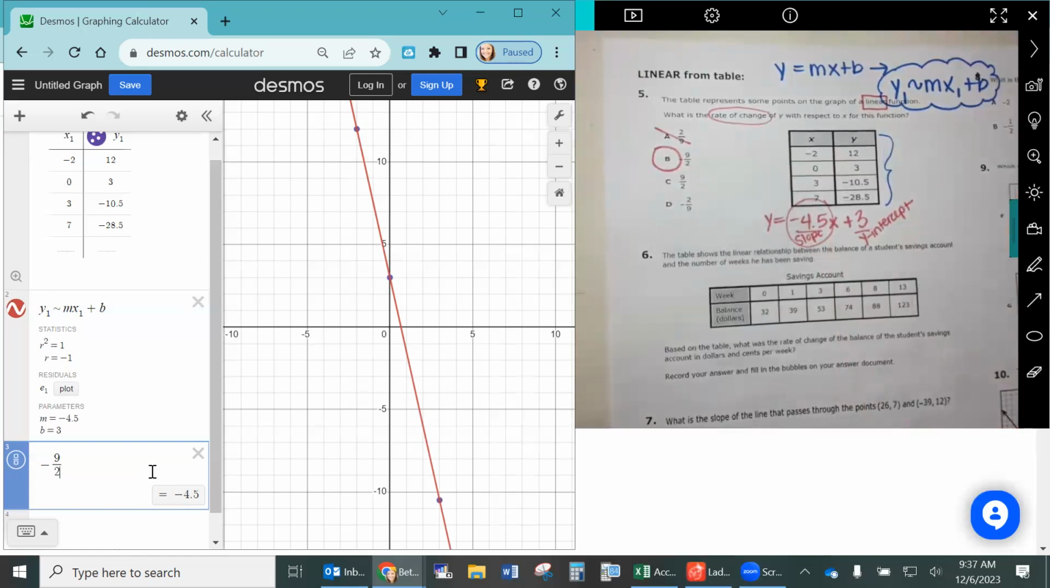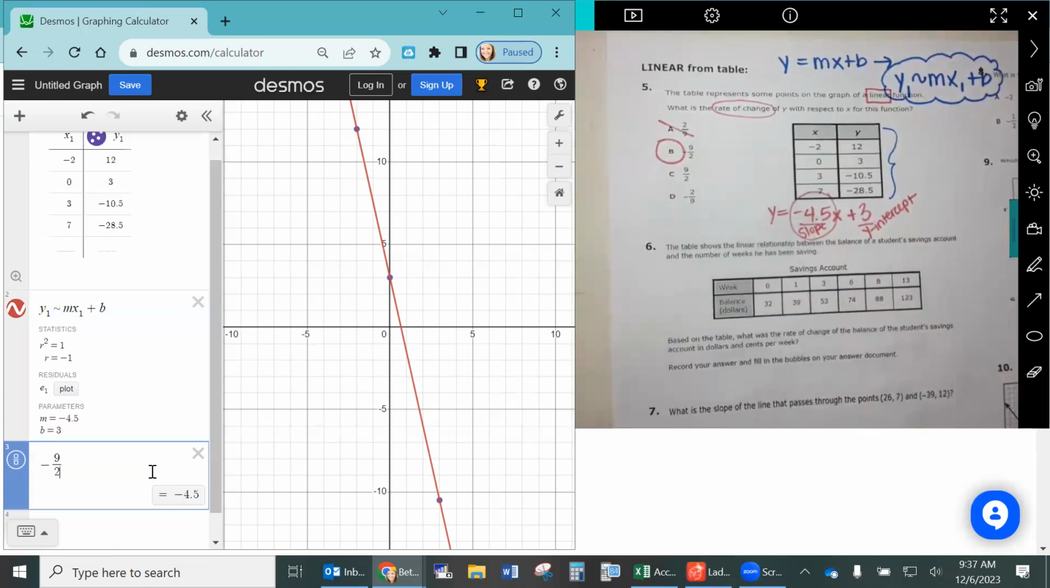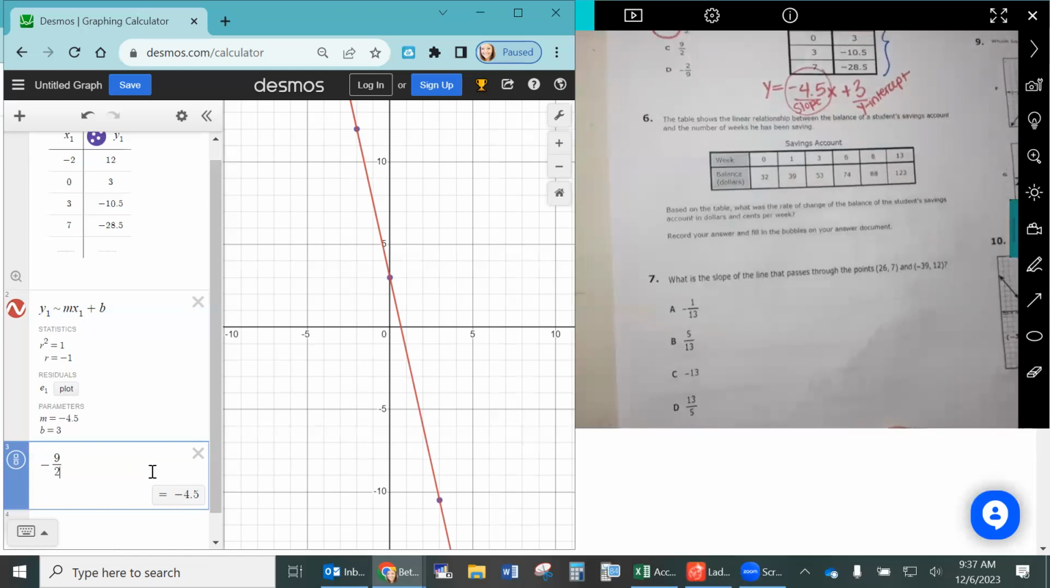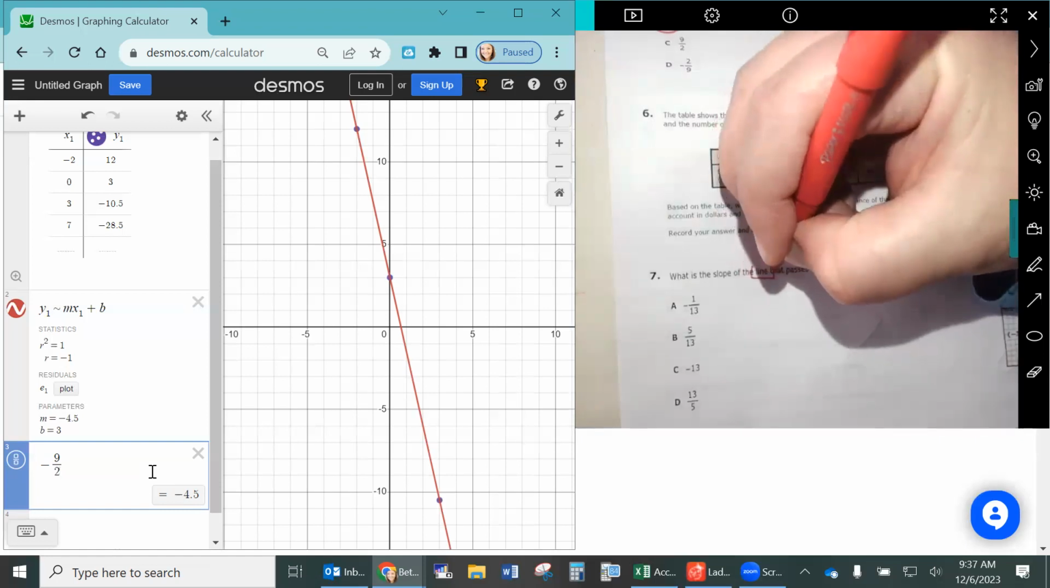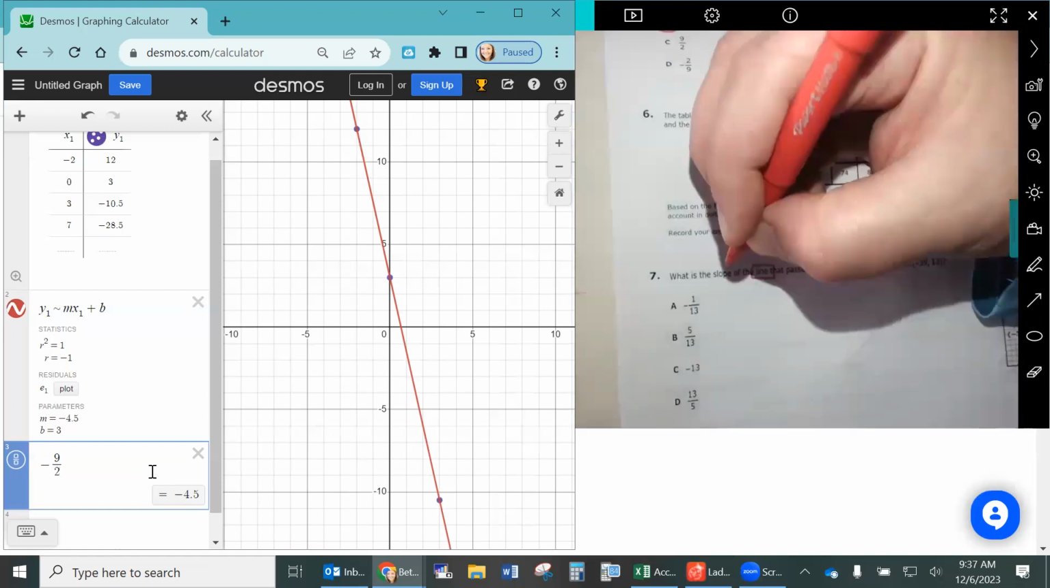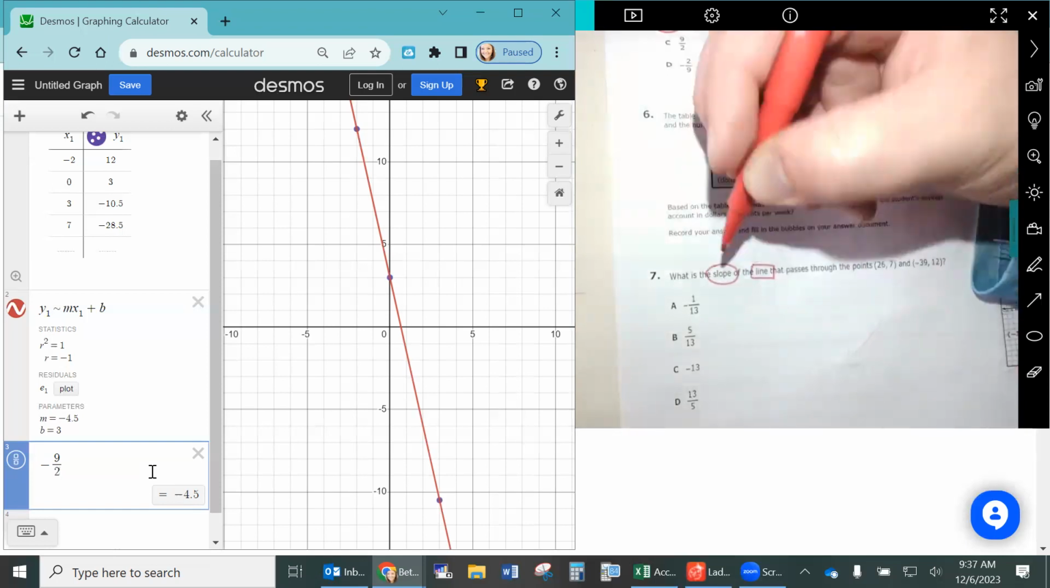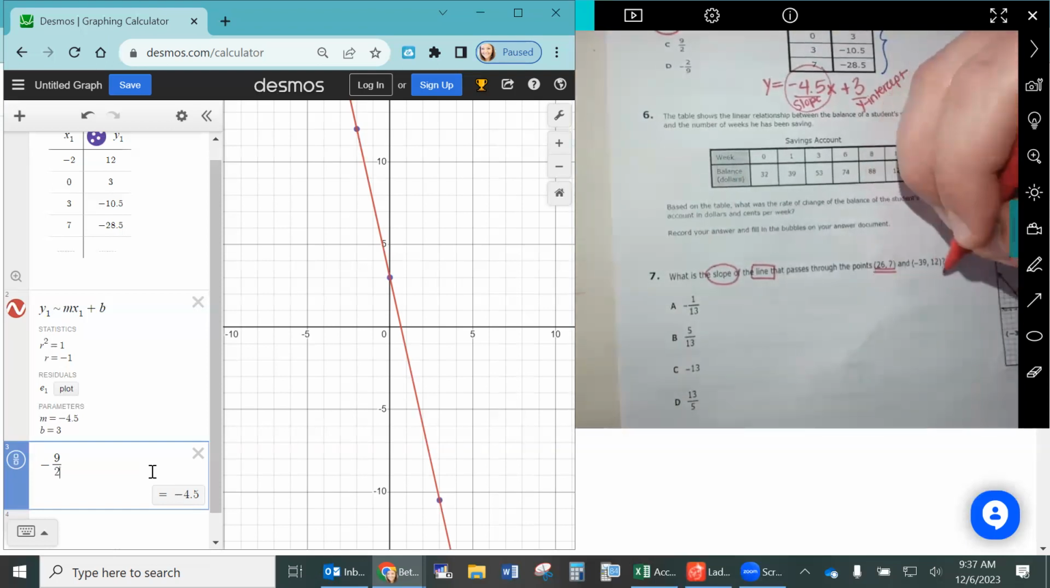All right, we're gonna do one more off of this page. Let's do number 7. First thing I want you to notice is that it does say that it's a line and linear, and it's asking you for the slope. It gives you 2 ordered pairs here.